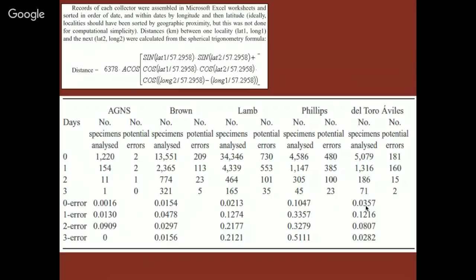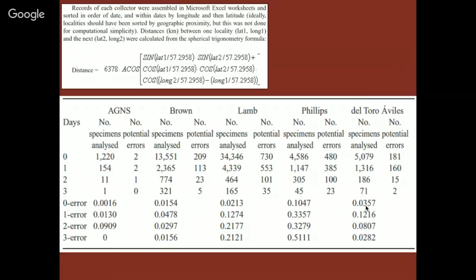Del Toro Aviles was actually discovered by Alan Phillips as not labeling his specimens, especially late in his life. And so a lot of the specimens have essentially random, at least date, if not locality, because Del Toro Aviles stopped labeling his specimens and would only label them when he was going to sell them to a museum. So Del Toro Aviles is kind of a famous case of data problems in Mexican ornithology.